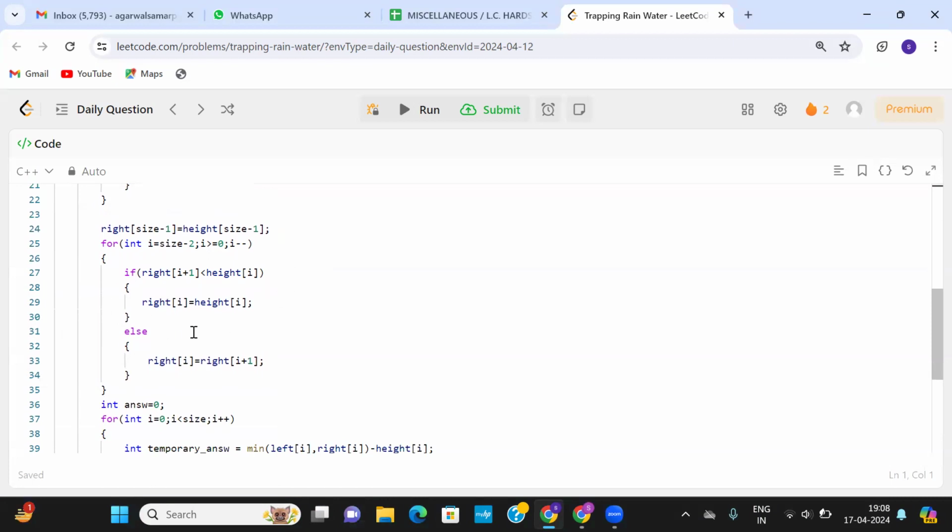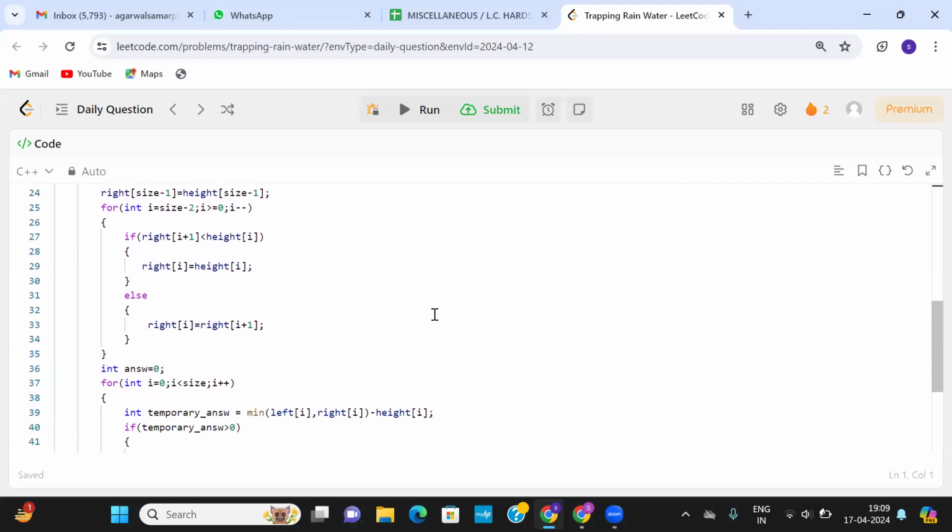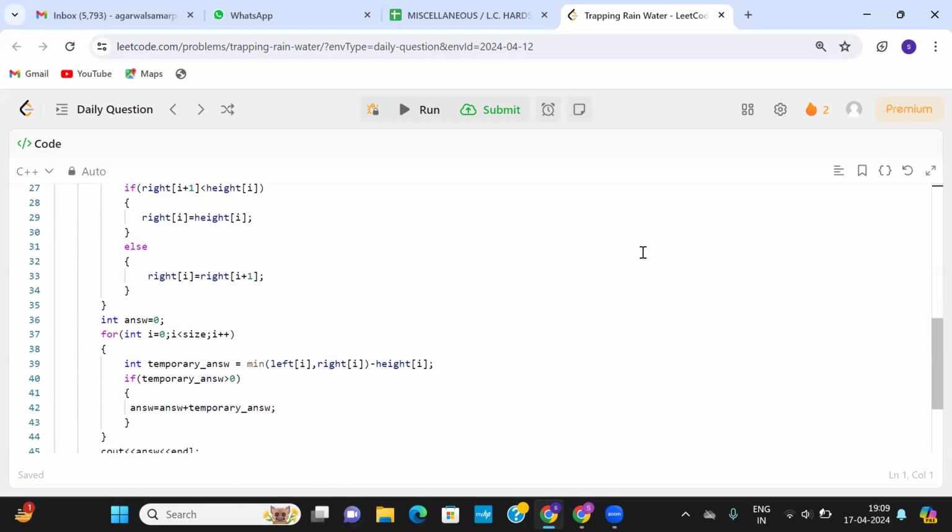If this height is greater, then we will update the right array. Otherwise, right at the index of i will be equal to right at the index of i plus 1. So now in the left and right vectors, we have the maximum height towards its left as well as the maximum height towards its right. We have made one answer variable in which we are going to store the amount of water which will get stored. Int answer equals 0.